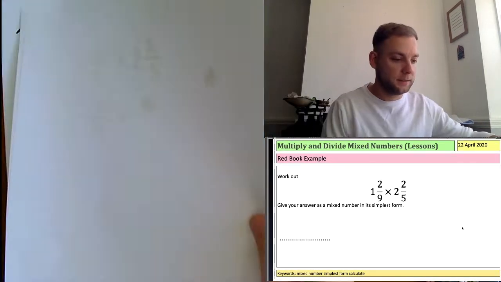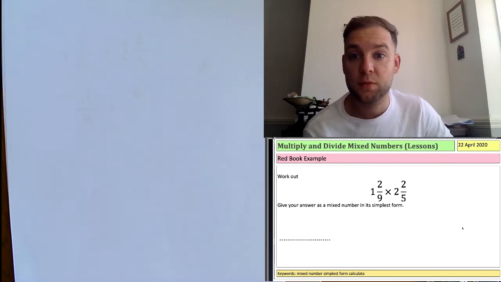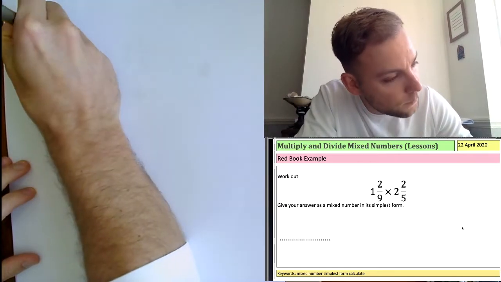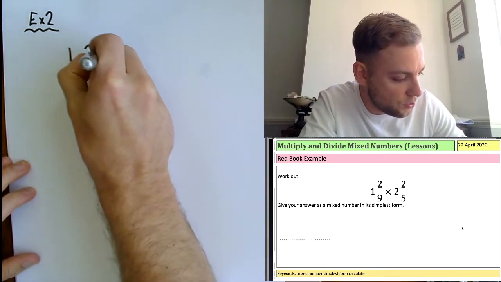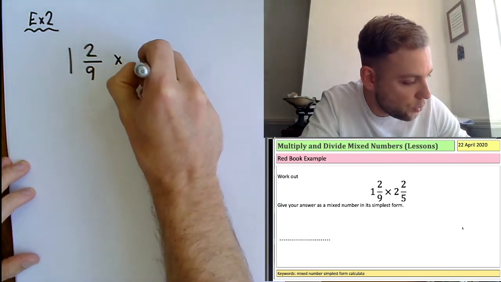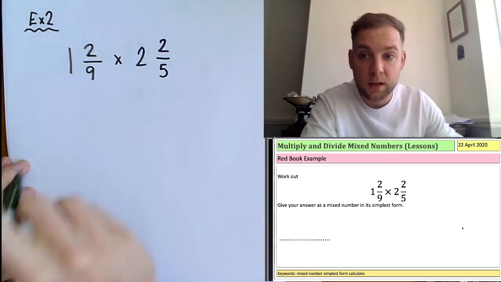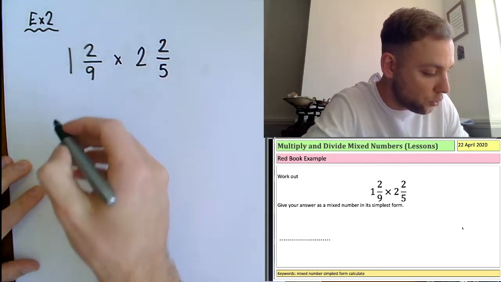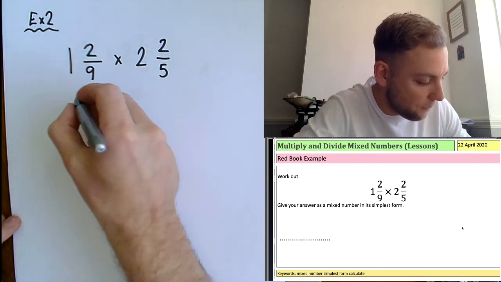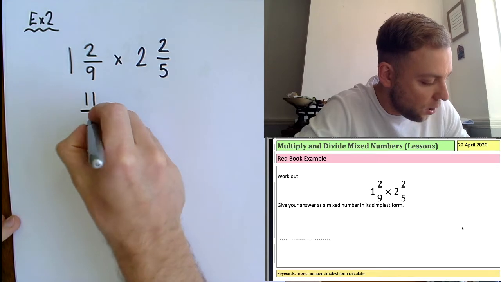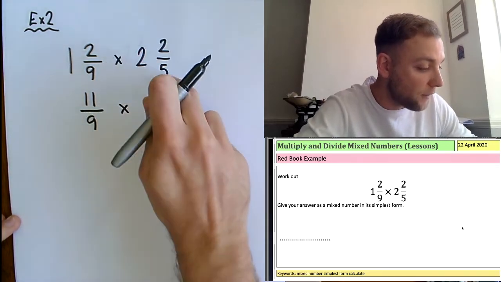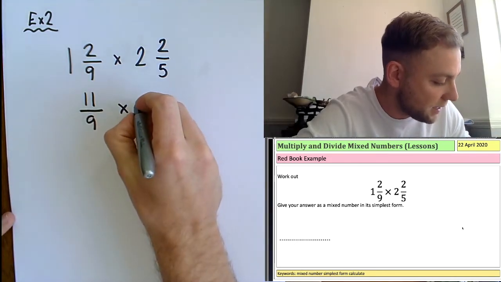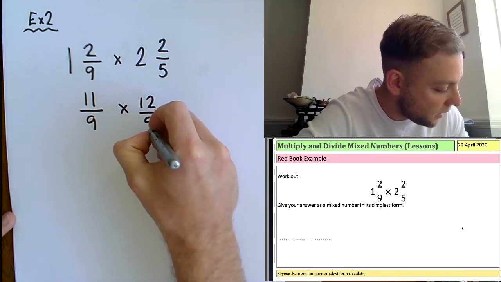So here we've got example 2. You might want to pause and have a go at this one yourself. If not, I'm going to go through it now. We've got 1 and 2 over 9 times 2 and 2 over 5. The first thing we need to do is change these to improper fractions. So 1 times 9 is 9, plus the 2 is 11 over 9, times 2 times 5, which is 10, plus the 2 is 12 over 5.